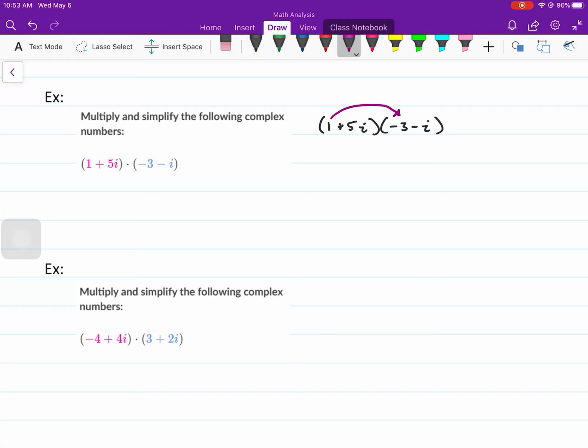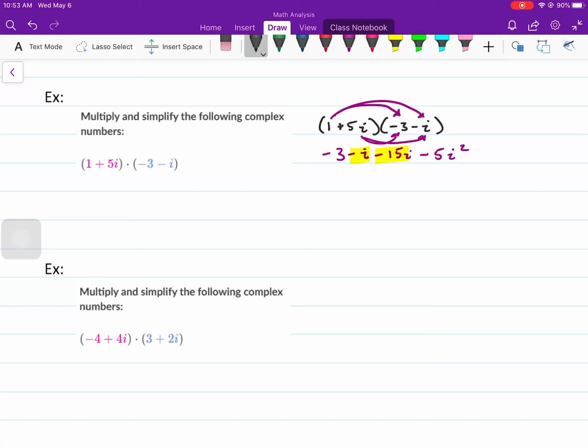So what we're going to have first is the 1 times -3, and then 1 times -i. That's -1i, so I'll just put -i. And then 5i times -3 is -15i. And then 5i times -1, or -i I mean, is -5i squared. So what we're going to do, let's start with combining like terms.